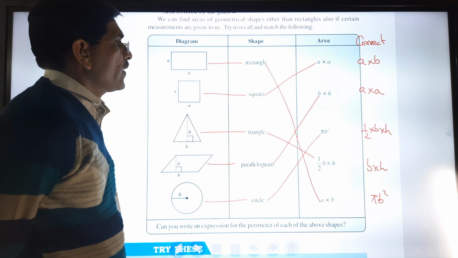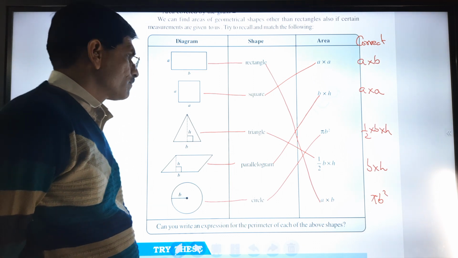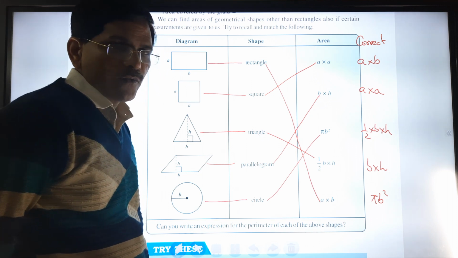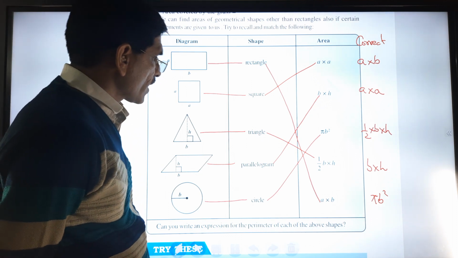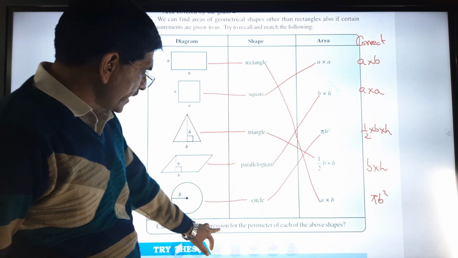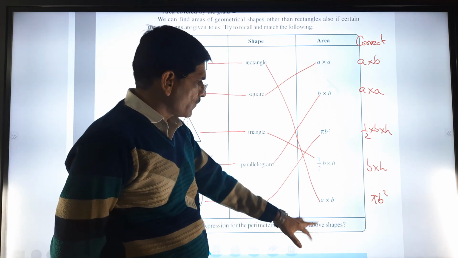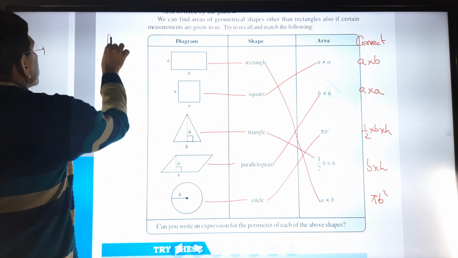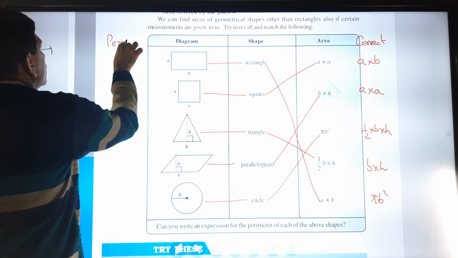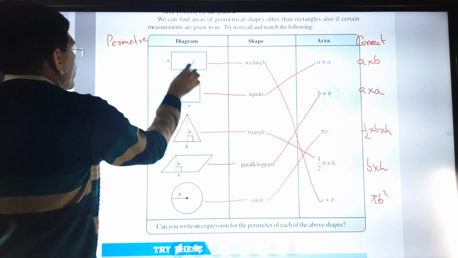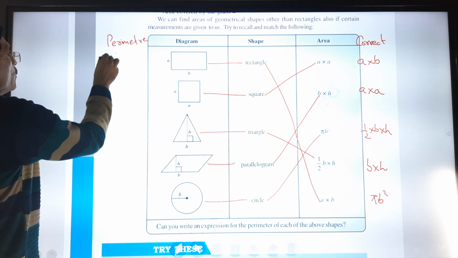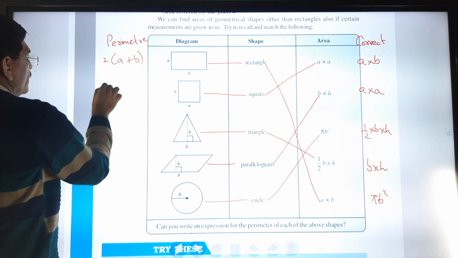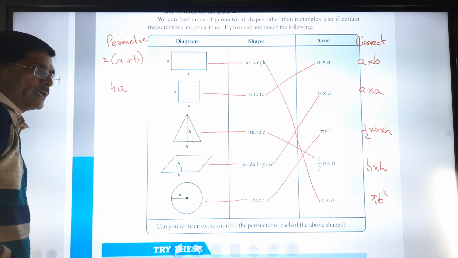Now we have to find out the perimeter of it. Now it is easy. If I want to find out the perimeter of each, it is easy. Here, can you write the expression for the perimeter of each of the following shapes? So now we are writing here perimeter. So in perimeter we know that 2a plus b. Here perimeter of square, that is 4 into a.